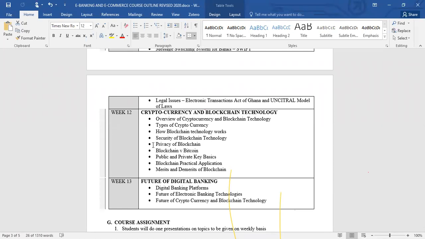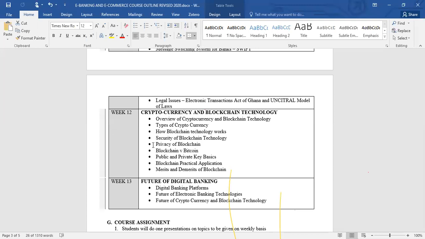So you can use Bitcoin to trade or buy anything you want, just like you can use the currency. Gradually, cryptocurrencies are taking over the world, and blockchain technology is taking over the world. We'll look at an overview of cryptocurrency and blockchain technology, what they are. We'll look at the types of cryptocurrencies. There are so many types, but Bitcoin is the most popular one that we all know of. There are other types too that we'll consider. We'll look at how blockchain technology works and the security of blockchain technology.